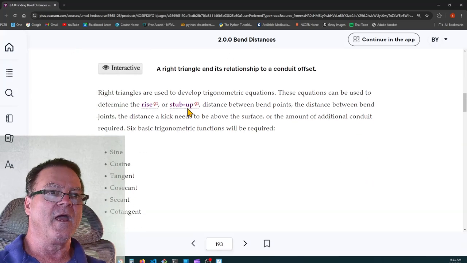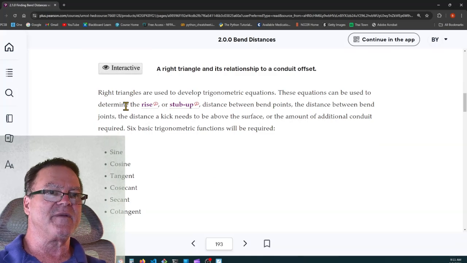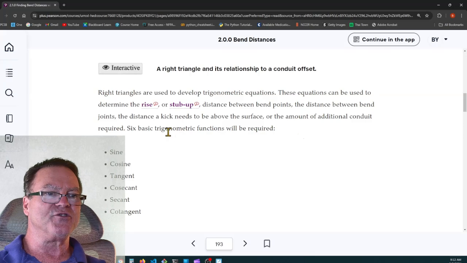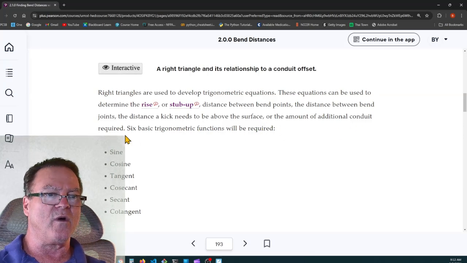All right. Right triangles used to develop trigonometric equations. These equations can be used to determine the rise or stub-up distance between both bend points, the distance between bend points, the distance a kick needs to be above the surface, or the amount of additional conduit required.